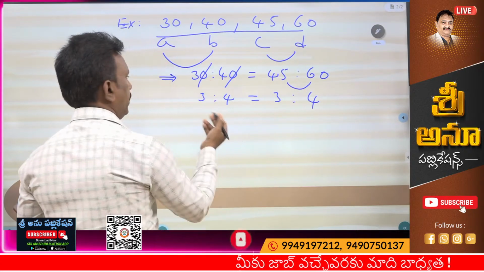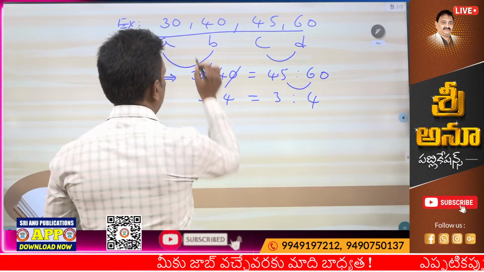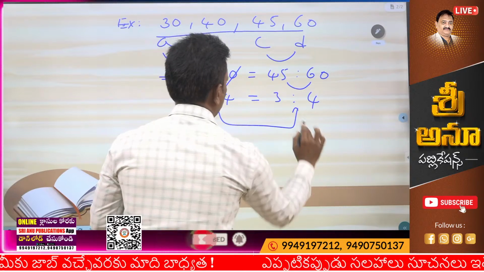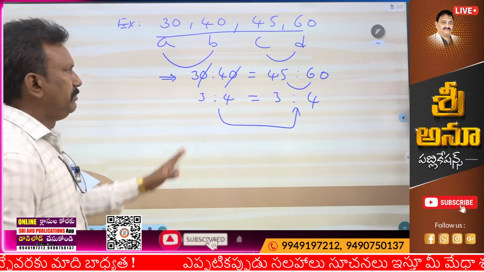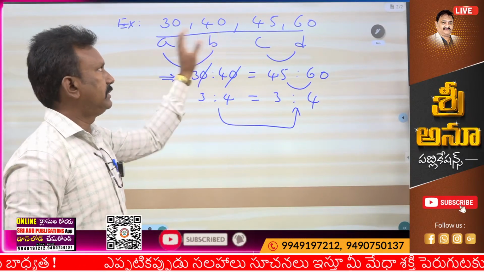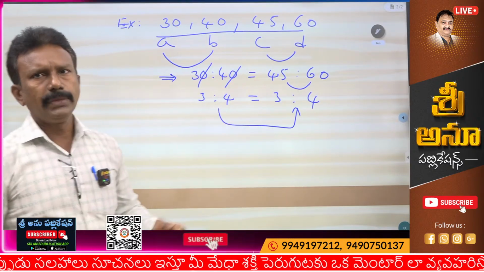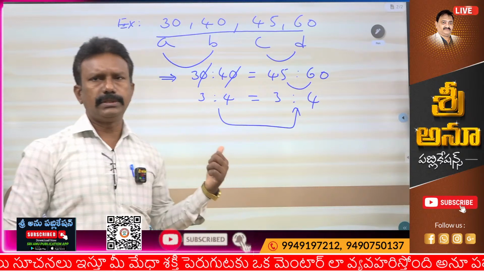So they are making equality. The ratio between the first two is equal to the ratio between the last two. So simply, the list of four numbers 30, 40, 45, 60 are making a proportion. They are in proportion, right?